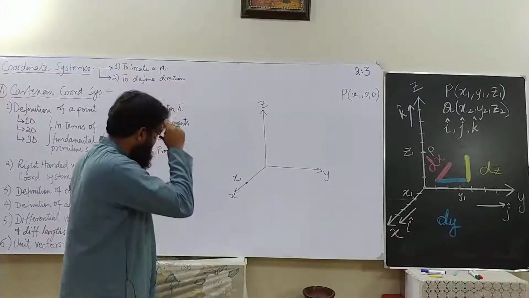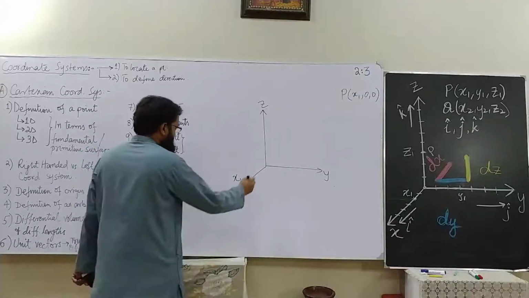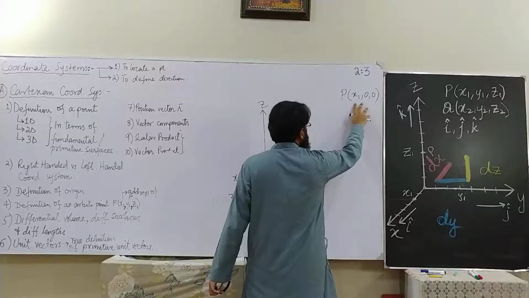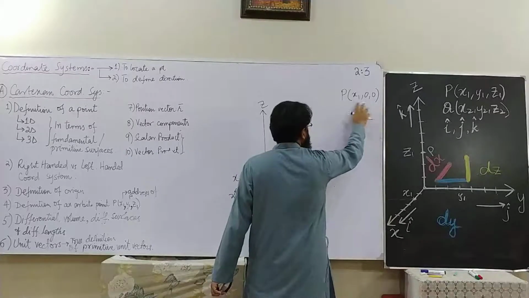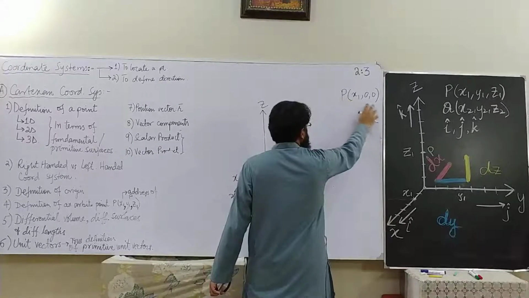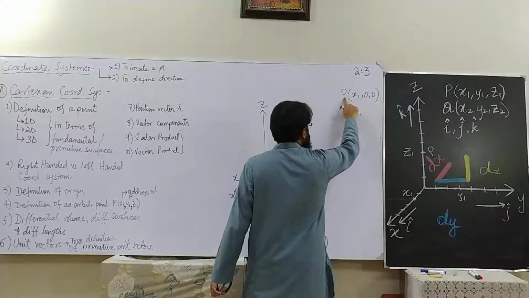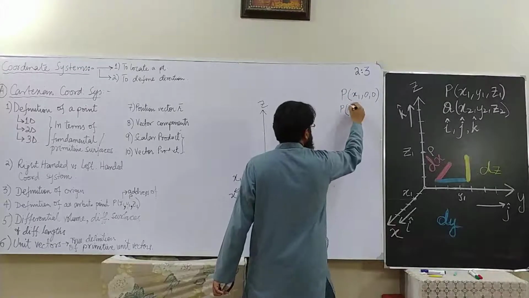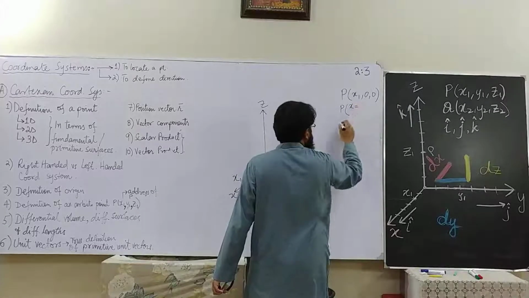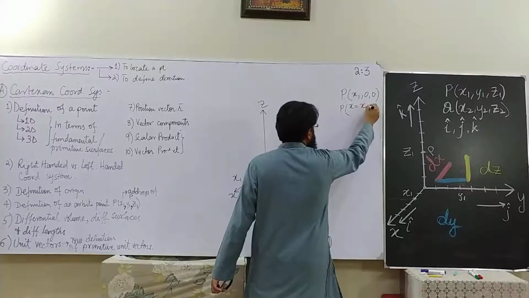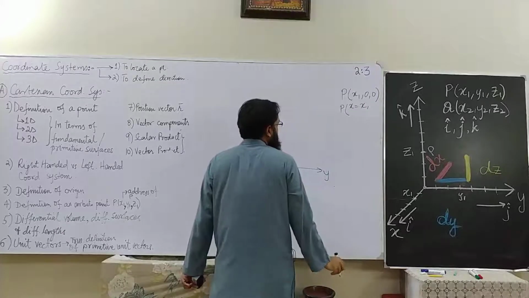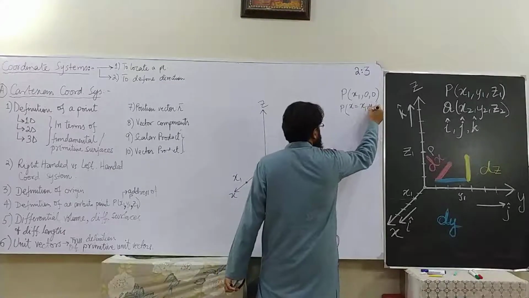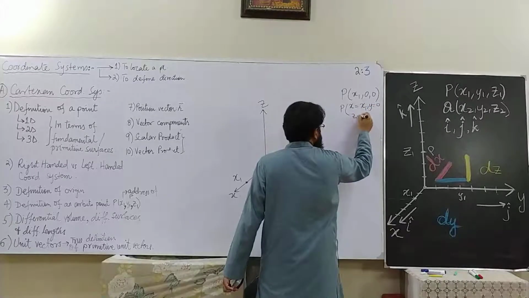How far from origin? X1 units. So actually, as I told you earlier, the way of looking at this is that these coordinates collectively are the address of point P, which, needless to repeat but I am repeating, is actually the intersection of 3 planes: x equals x1, y equals 0, and z equals 0.